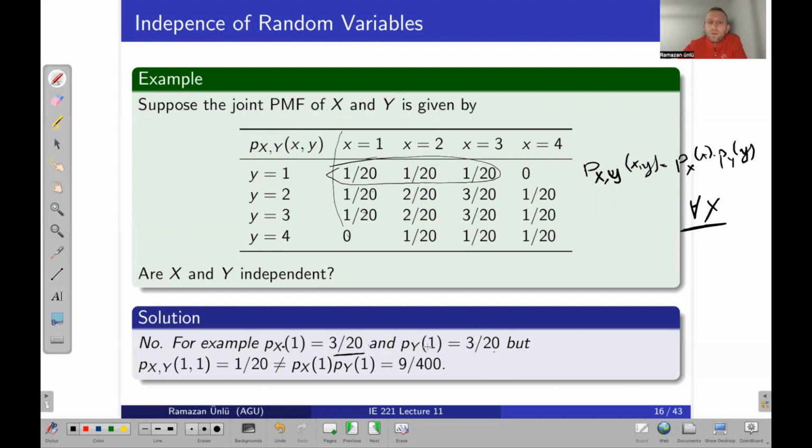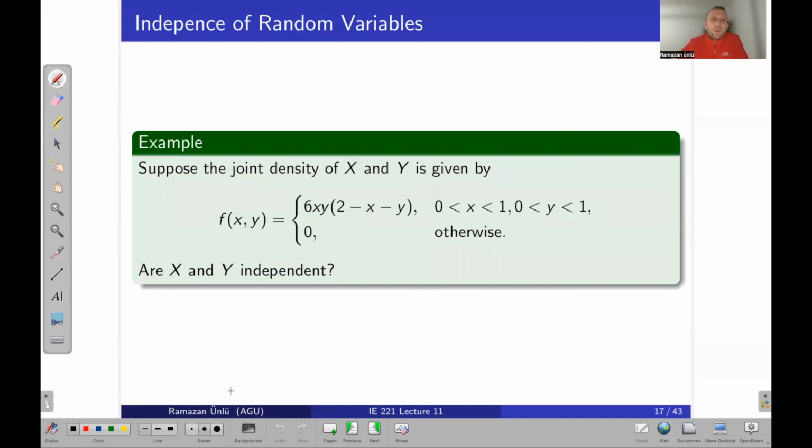So the probability of X times the probability of Y should be equal to the probability of X and Y, 1 and 1. But the probability of X and Y both equal to 1 is 1 over 20. So they are not equal. The probability of X=1 times the probability of Y=1, which is 9 over 400, is not equal to 1 over 20. That's why I can say that X and Y are not independent. Okay, that's how we can use independence of two events in that way.